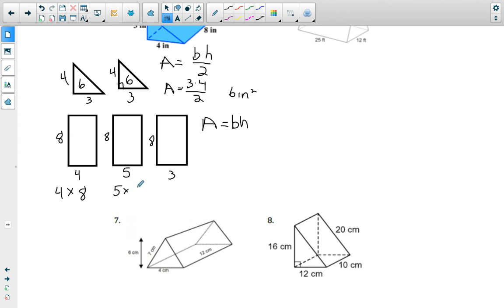And these are all base times height. I'm just writing them all down. 3 times 8, 4 times 8, 5 times 8. 4 times 8, 32. 5 times 8, 40. 3 times 8, 24.